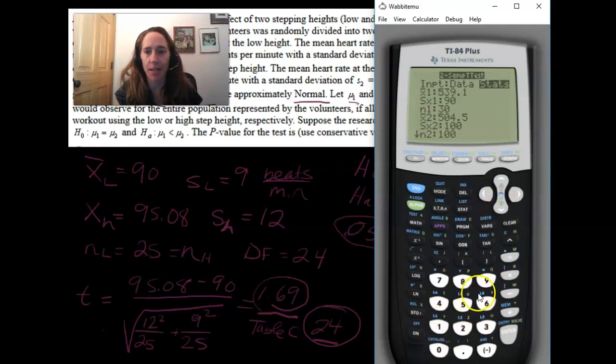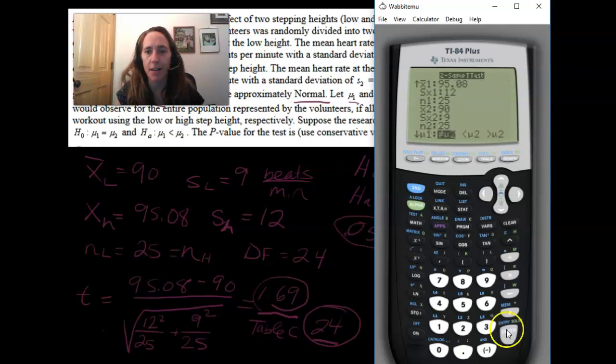For the first one we had 95.08, and the standard deviation was 12. Next, the sample size was 25, and then you had 90. Notice how I like to do the bigger one first. It's just easier for me. I find it keeps that t-value positive, but it's not necessary. You'll still get the same outcome. You just have to remember when you're doing your null and alternative.